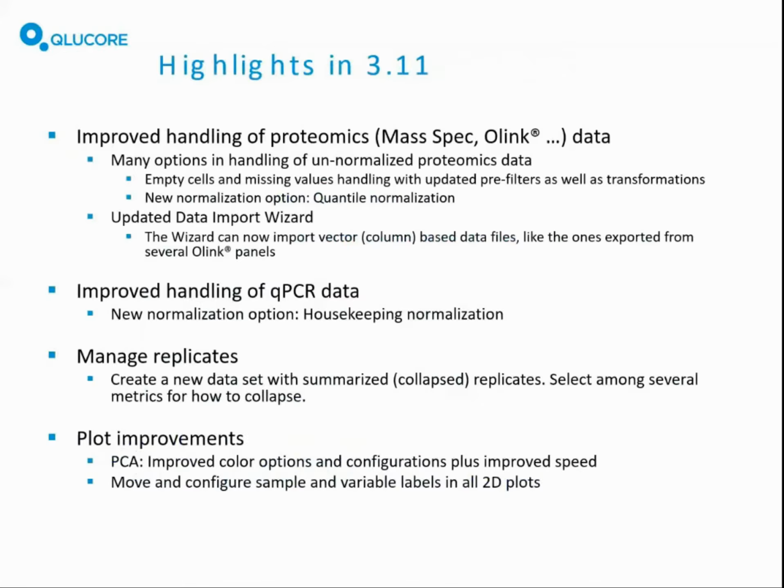The highlights of 3.11 is improved handling of proteomics data, and I will show that during the demonstrations today, but just so that you know, we have added a lot of new functionality related to unnormalized proteomics data. We can handle empty cells and missing values, and also we have added pre-filters. There is a new normalization option, quantile normalization, that you can select if you have unnormalized proteomics data.